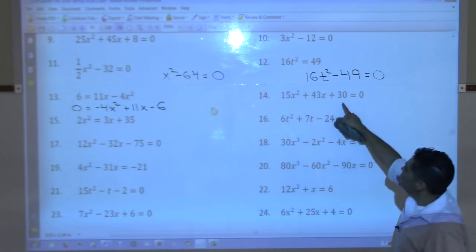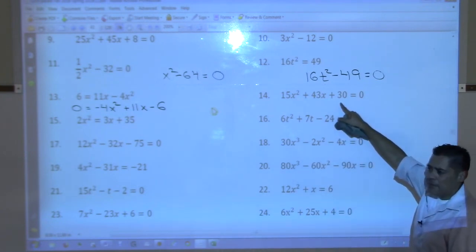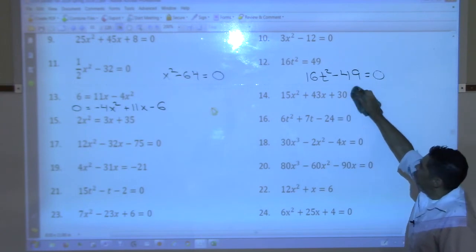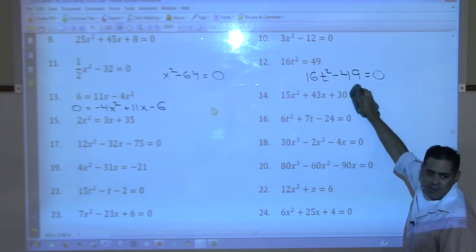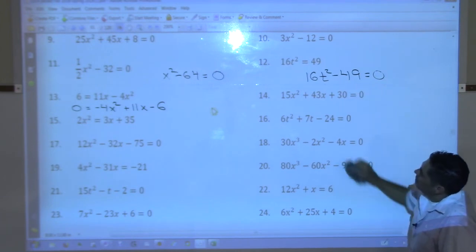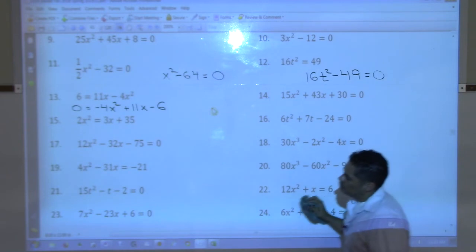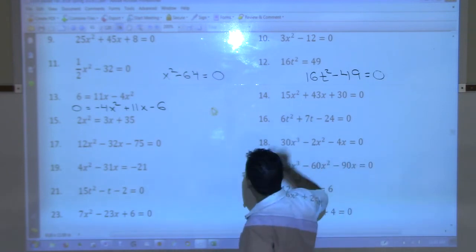All right, this one, just AC method right off the bat, right? Yeah. We have equals 0 already, 3 terms, no GCF, go to AC. That would be ugly, wouldn't it? Those numbers are kind of big, aren't they? Okay. I'm moving on. We may come back and do one of these.